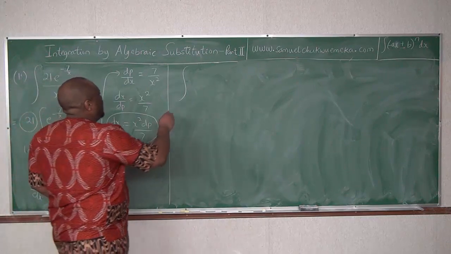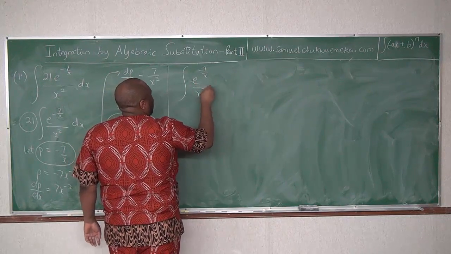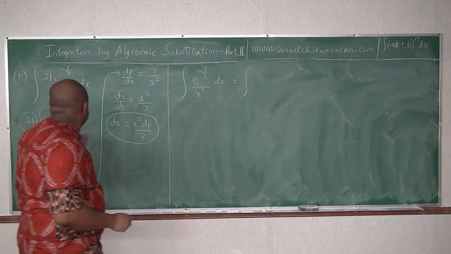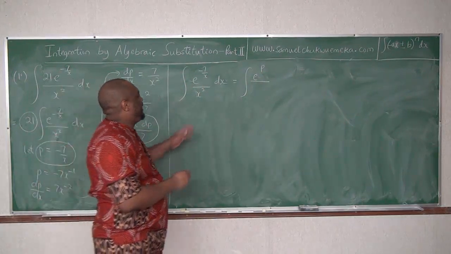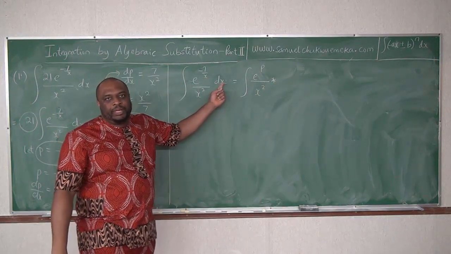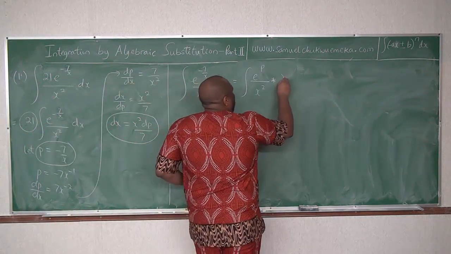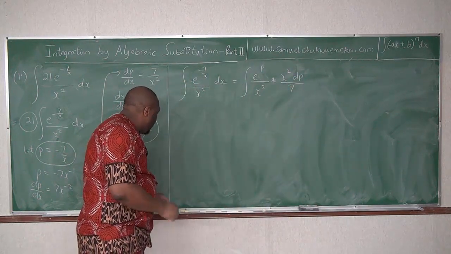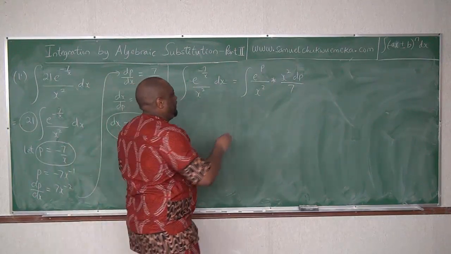So this means that the integral of e^(-7/x²) dx will give us, after we make that substitution, e^p over x² times our dx. Our dx is x² dp over 7. I will use the yellow chalk to cross out. So see now, this is simplified.